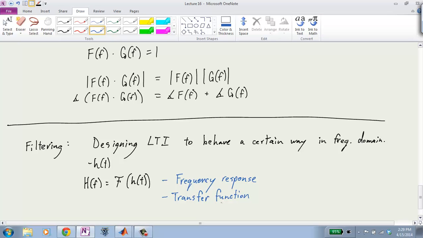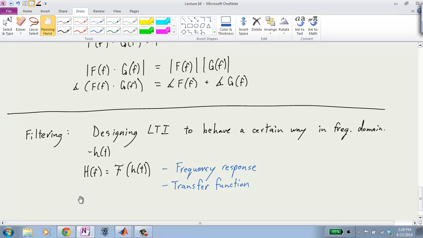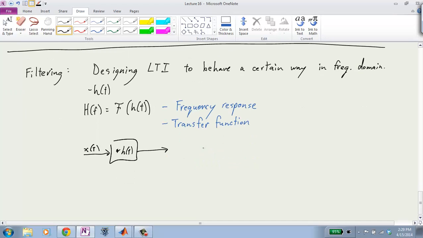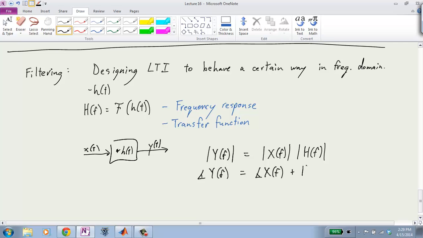And the point is that once we have H of f, then we know that if we also look at the Fourier transform of the input to the system, it's just going to interact with the Fourier transform via a multiplication. Therefore, if we put x of t into our system, then we know that the magnitude of Y of f is going to equal just the product of the magnitudes. And the phase of Y of f is going to equal the sum of the phases. Okay.